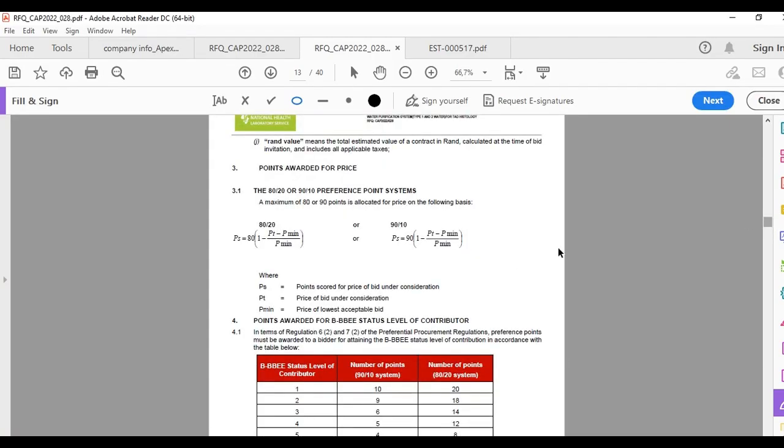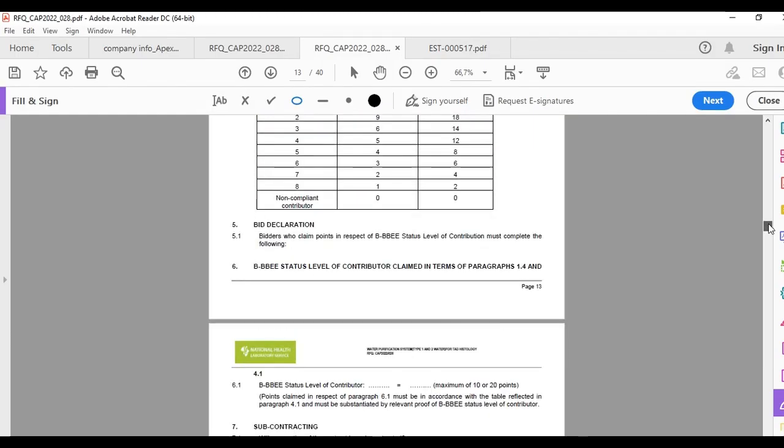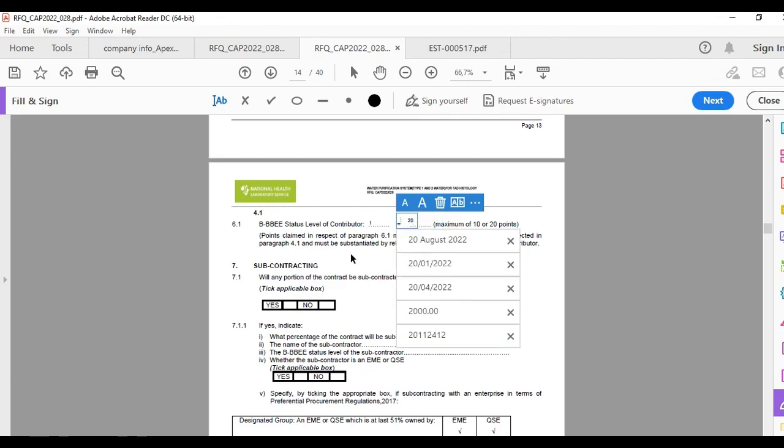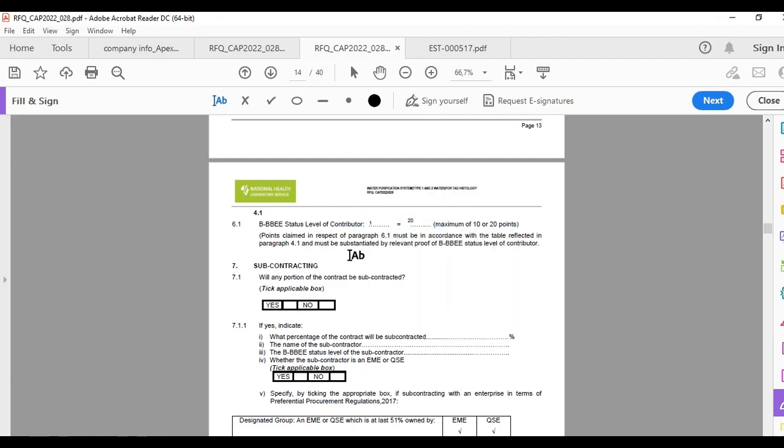Okay. This is a breakdown. You don't have to fill out any information here. This is just a breakdown or explanation of how the BEE status works and how their point system works, because they will give us points based on our application. So where it asks you here, BEE status level of contributor would be level 1 because Apex is a level 1 BEE company, and our maximum points would be 20 points. We get 20 points for being a level 1 company.